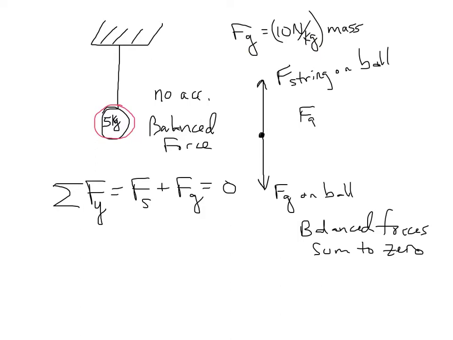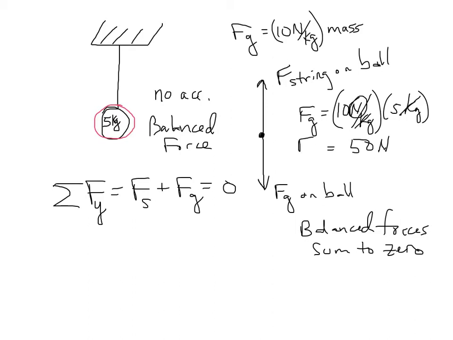Force of gravity equals 10 newtons for every kilogram times the mass of 5 kilograms, which gives us 50. Now look at the units here. That kilogram cancels that kilogram, and we end up with newtons. That is our unit. 50 newtons is the gravity force. So, at this point now in our summation, we know what the gravity force is. We know that the gravity force plus the force of string is equal to 0.